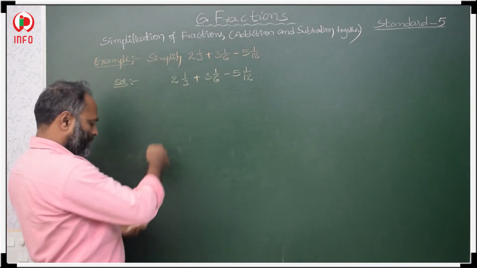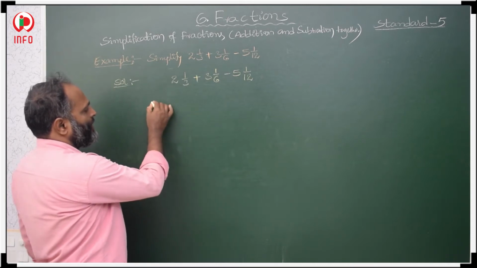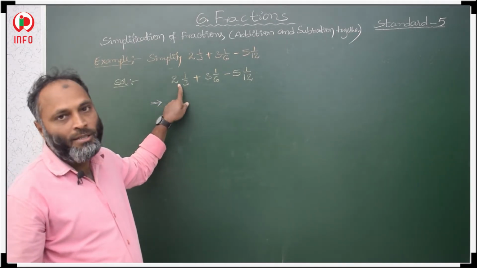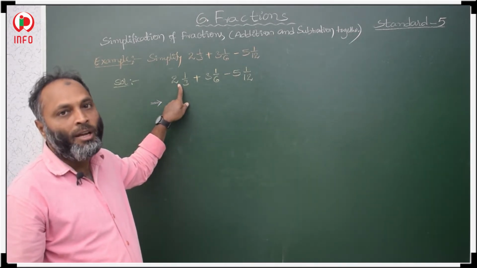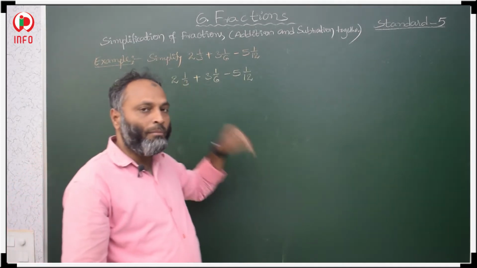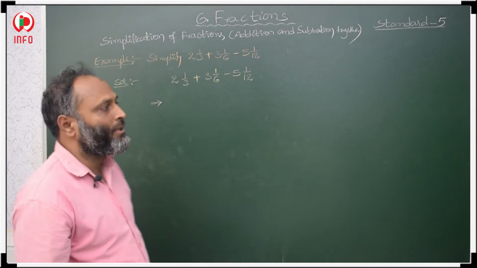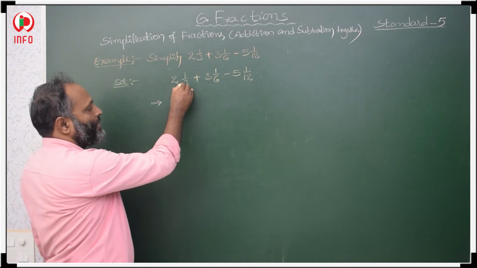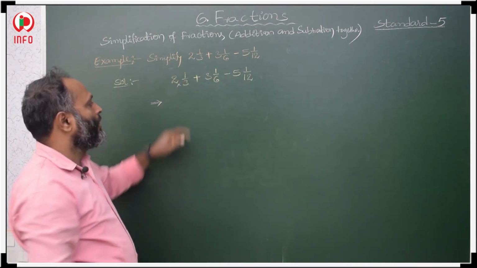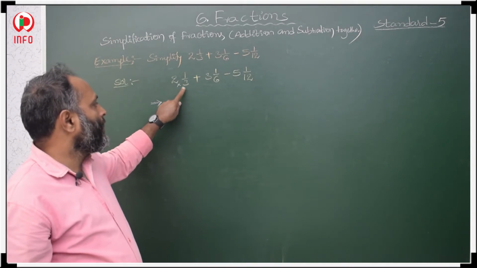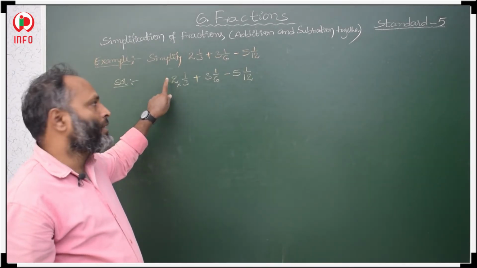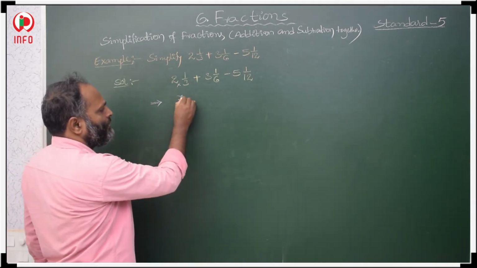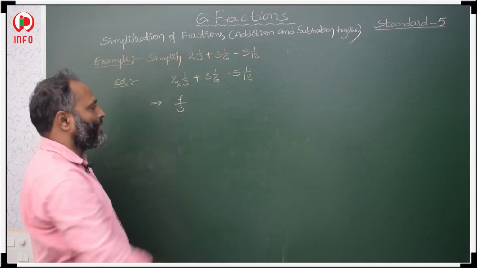So what we have to do? See here, all these are mixed fractions. These mixed fractions we have to convert into improper fractions. Then how to convert mixed fractions into improper fractions? First we have to multiply the denominator with the whole number. 3 2s are 6. That 6 we have to add to the numerator. 6 plus 1 is 7. 7 by the denominator, we write 7 by 3.